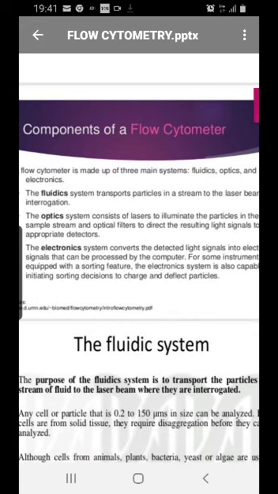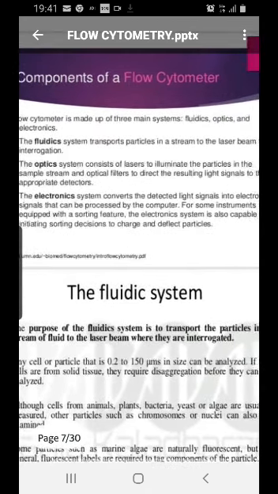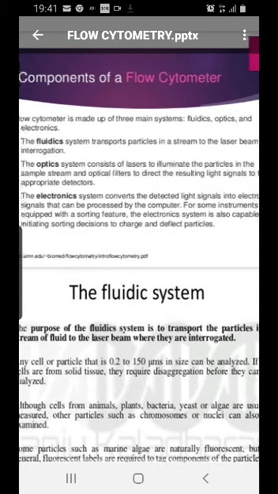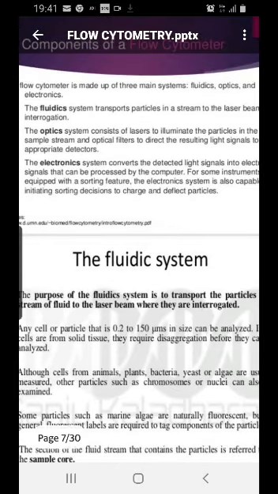They move in a straight line for some time, and before they are hit by the optics, that is the light. So the fluid system takes a sample and makes it flow in a laminar flow in a straight line. Then comes the optics. Optics is the one which will be throwing the light on these particles, so that signals are sent from these cells. There are two types of signals: forward scatter and side scatter, which I'll be talking about later. Then we have the proper detectors which can detect the signals.